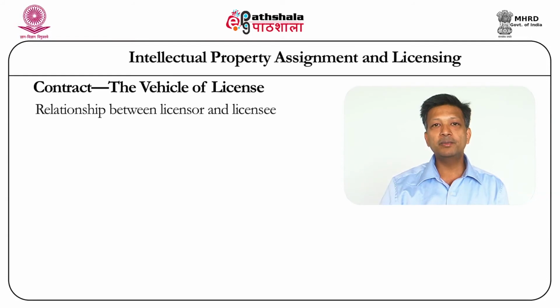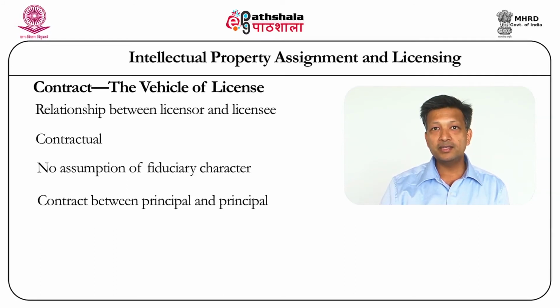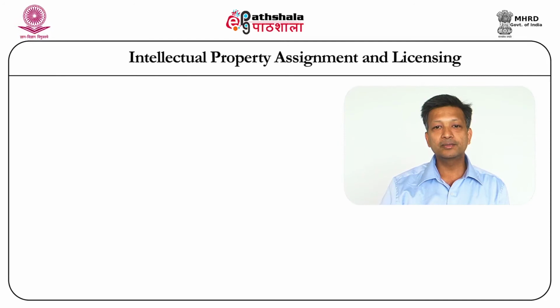Now, what is the relationship between licensor and licensee? First, the relationship is contractual. Further, there is no assumption of a fiduciary relationship between the licensor and the licensee. It is a contract between a principal and a principal. The licensee is not necessarily an agent of the licensor. The contract is between principal and principal. Rights of the licensee flow from intellectual property law as well as contract law.